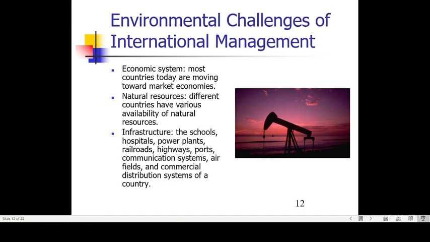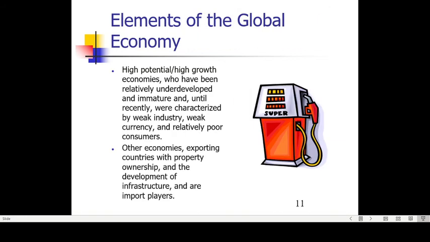Other economies are exporting countries with property ownership and the development of infrastructure, and are import players. Next, we have economic system. Economic system refers to most countries today that are moving towards market economies. We also have natural resources. These are different countries which have various abilities for natural resources and raw materials. And then we also have infrastructure. This refers to the schools, hospitals, power plants, railroads, highways, ports, communication systems, airfields, and commercial distribution system of the country. So these are the following challenges of international management. It includes first, high potential and high growth economies.